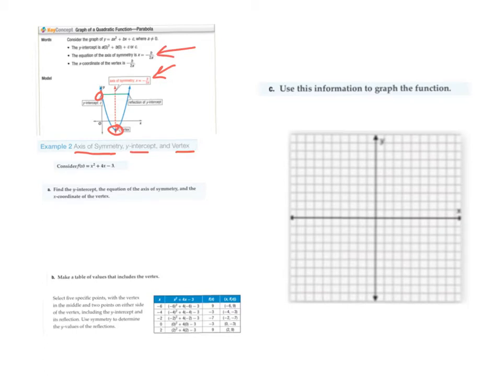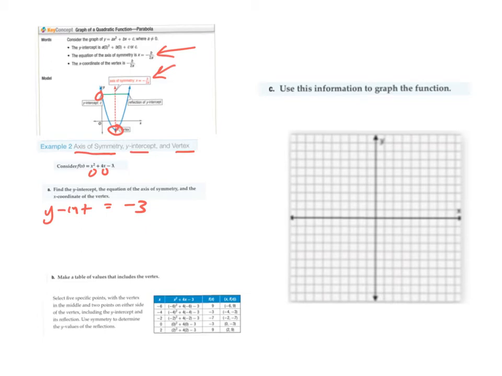So let's first do what we know of, and that is the y-intercept. The y-intercept is basically making x 0. So if this is 0 and this is 0, we're left with negative 3. So the y-intercept is negative 3. So we have a point where it crosses.